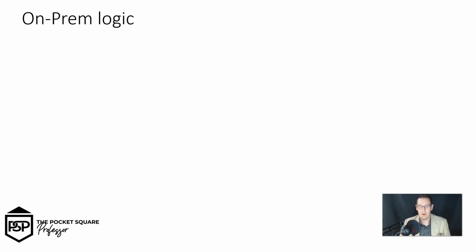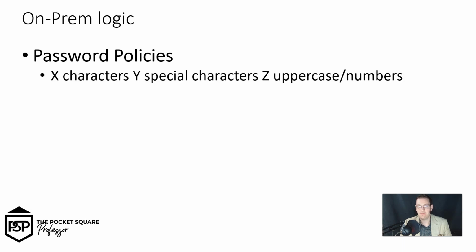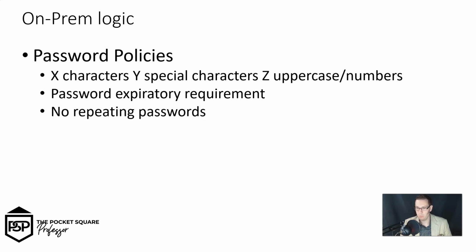All right, so on-premise logic. When we're talking about passwords, on-premise we have password policies. This is not uncommon. Passwords have to have X number of characters, Y number of special characters, Z number of uppercase, lowercase, numbers. We've all seen that. Password complexity requirements, essentially. We will have password expiration requirements, so these passwords expire after a period of time. We're not allowed to repeat passwords. No easy to guess passwords. We're not allowed to use password123 as a password. Now, these are very common. We've seen these all before.